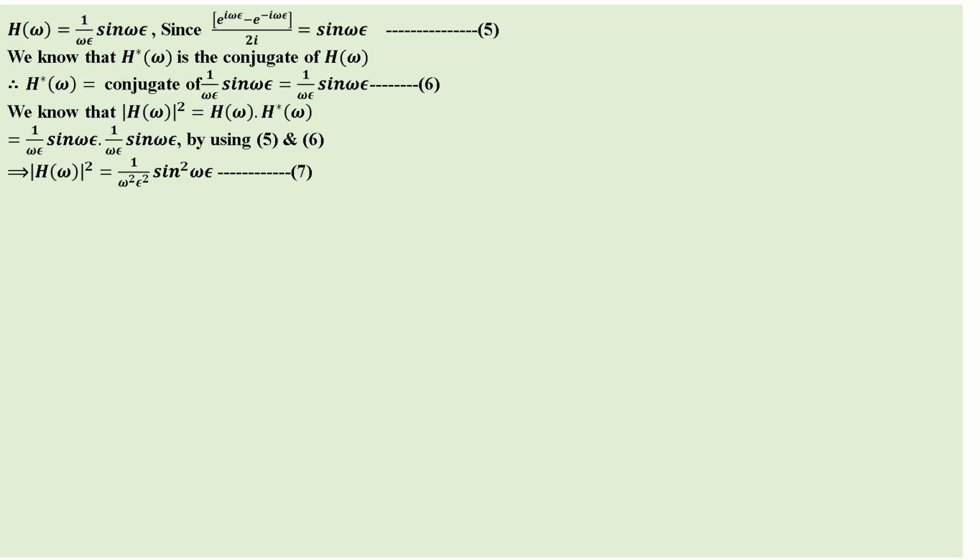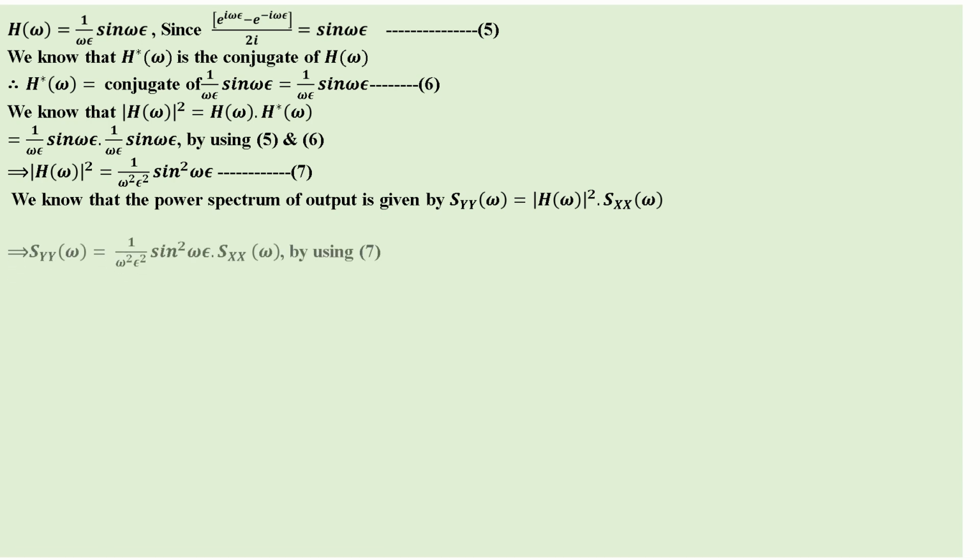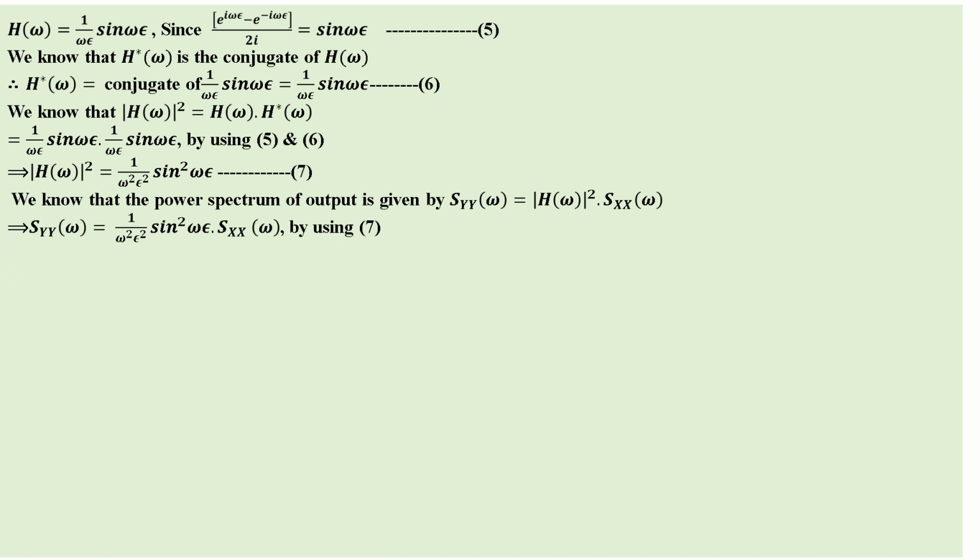We know the power spectrum S_YY(ω) = |H(ω)|² S_XX(ω). Substituting the value of |H(ω)|², you get S_YY(ω) = (1/(ω²ε²)) sin²(ωε) S_XX(ω), which is to be proved.